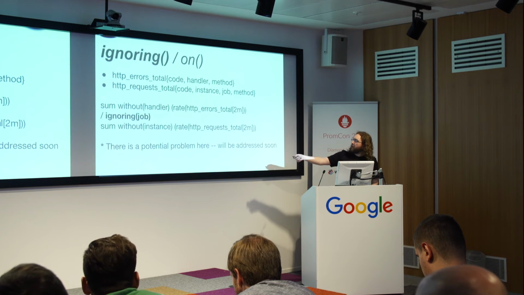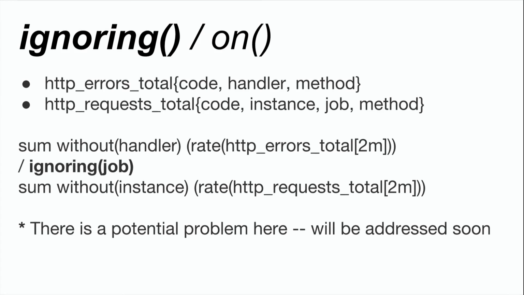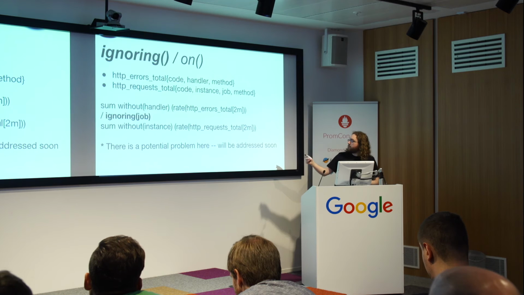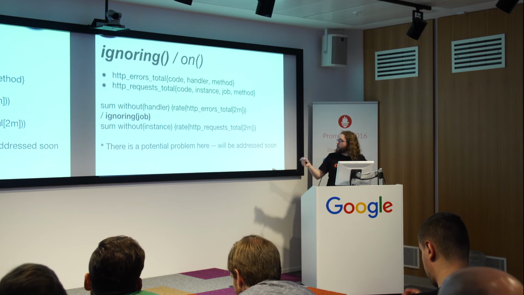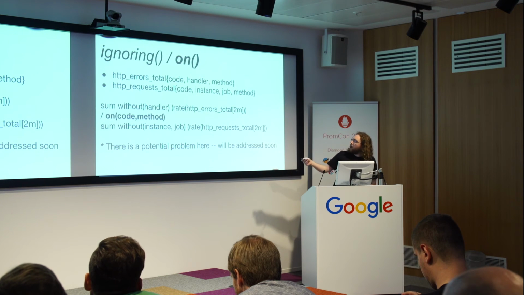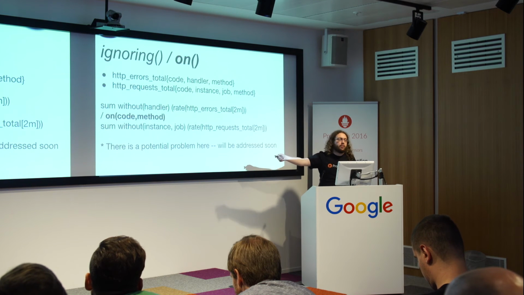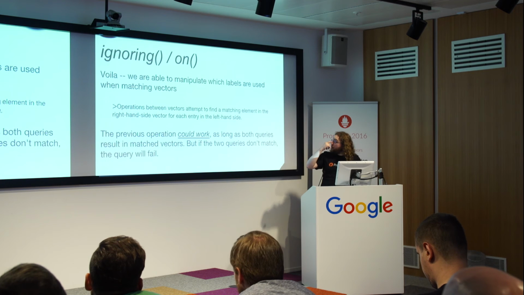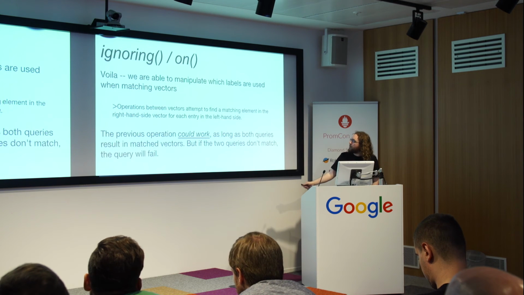And the answer is ignoring. So here we're saying, here's the without, so removing the handler, so it's still got the code and method, and this still has the code and method, so they join up. And now everything matches and you get a result. Although, this isn't quite correct. There's also on, you can also say, hey, I want to work on code and method, and I just match the joins up again. And you can join together.